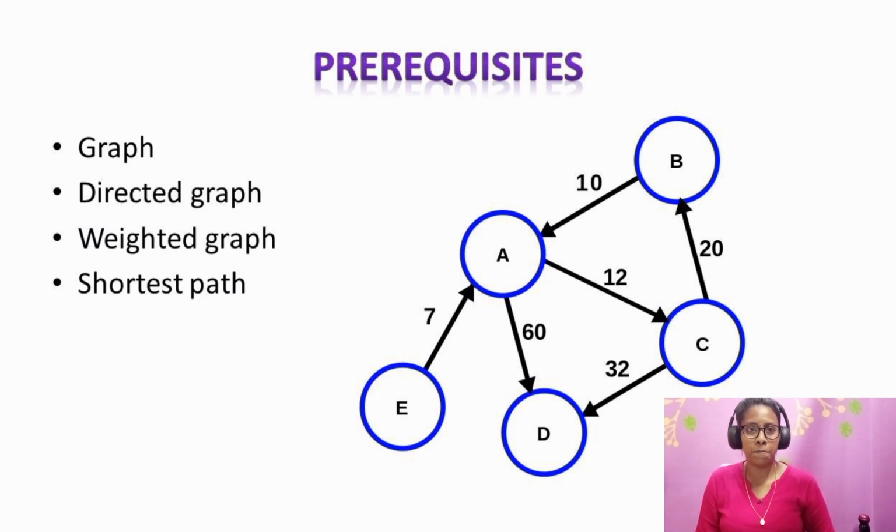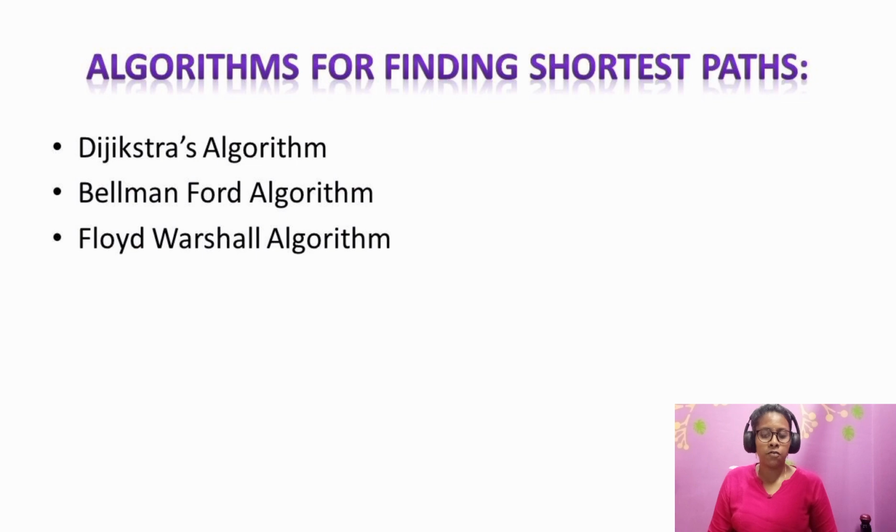What is the shortest path? Shortest path is a path with minimum distance between two vertices. Some of the algorithms that are used for finding shortest paths are Dijkstra's algorithm, Bellman-Ford algorithm, and Floyd-Warshall algorithm.